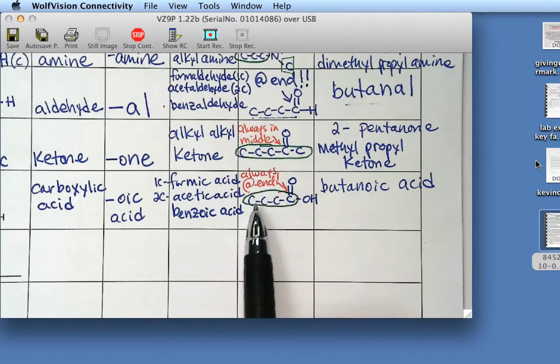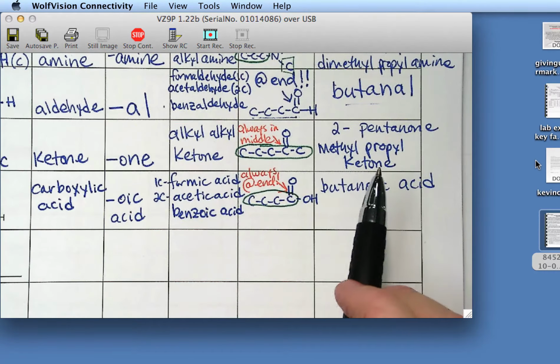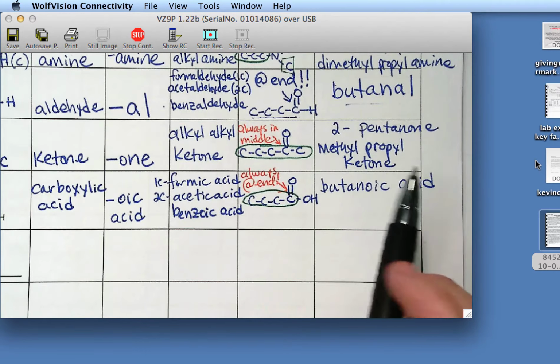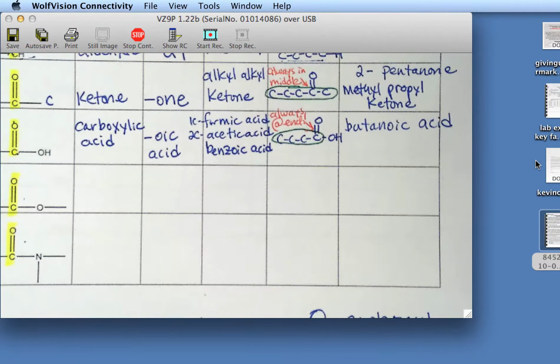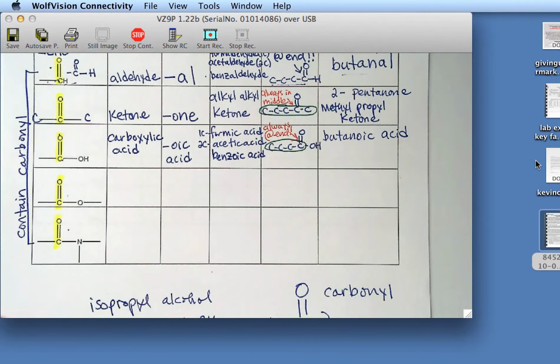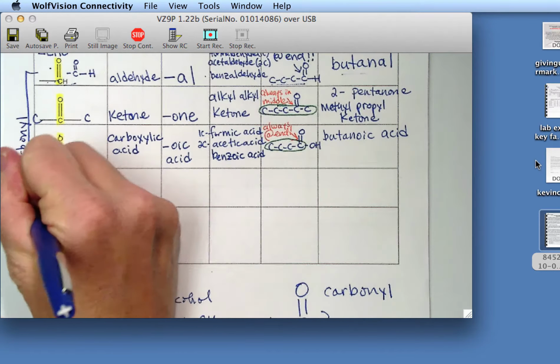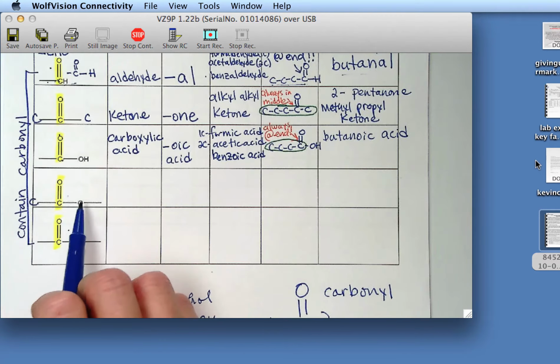So for butanoic acid, there wouldn't be a common name that we know of. There's a common name that exists, but we only teach you a few common names, the ones that you most often see. So, all right, the next functional group. This is an ester. So you can have carbons here. And then, so it's like a carbonyl married to an ether.